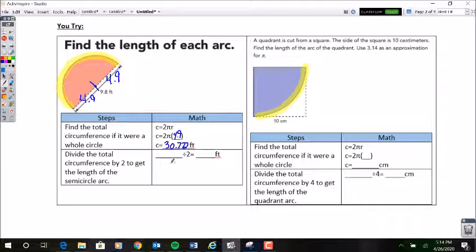30.772 feet. And then, since we only have a semicircle, I'm going to take that and divide it by 2, because there's only half of a circle, and then that would give me 15.386 feet. So that is the length of just the highlighted arc.